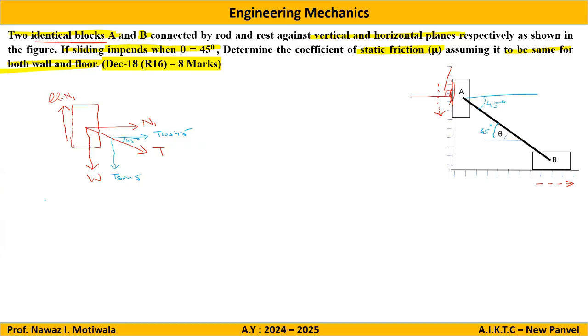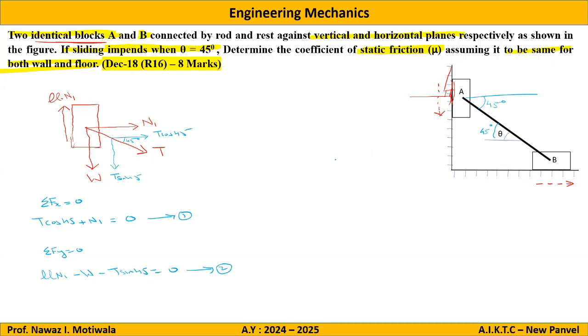Now the equilibrium equations, conditions of equilibrium: summation of Fx should be 0. I will get T cos 45 plus N1 is equal to 0. Let this be equation number 1. Similarly, if I write summation of Fy is equal to 0, I will get mu N1 minus W minus T sin 45 is equal to 0. Let this be equation number 2.